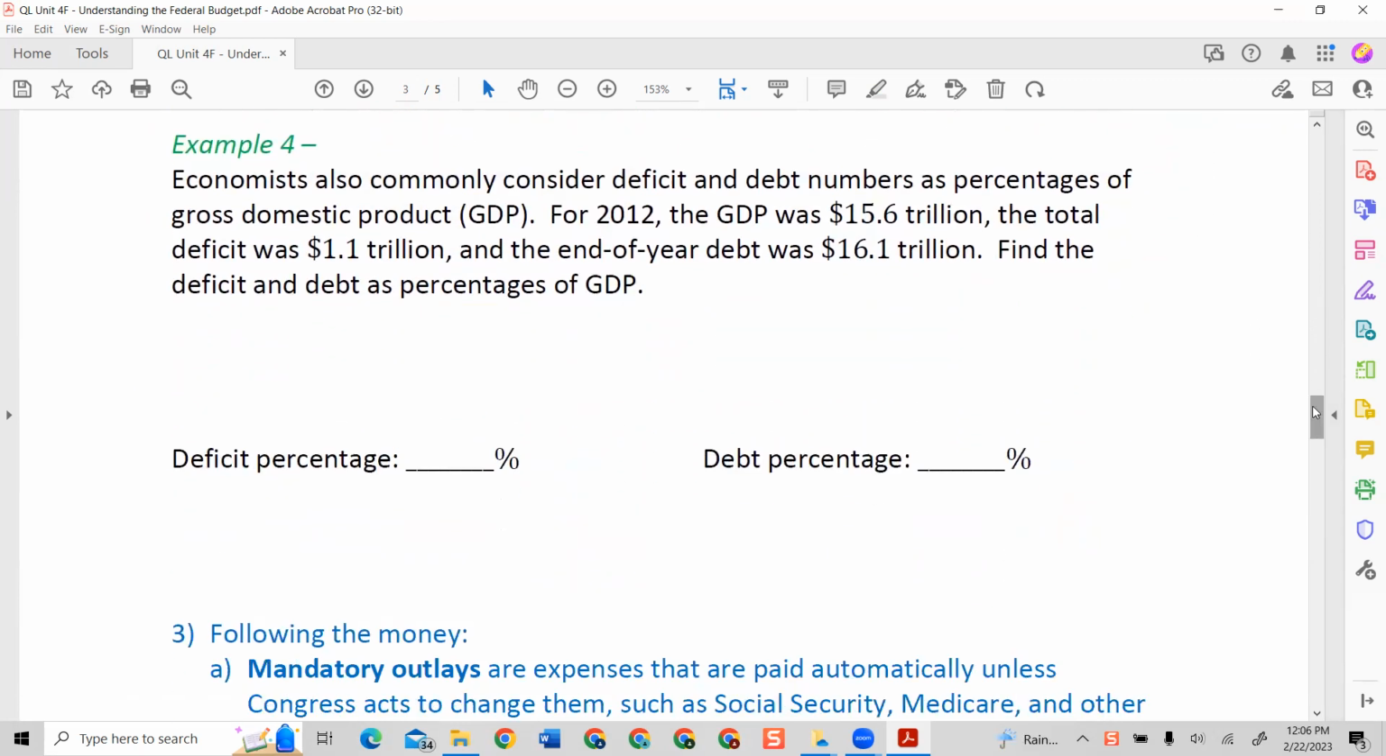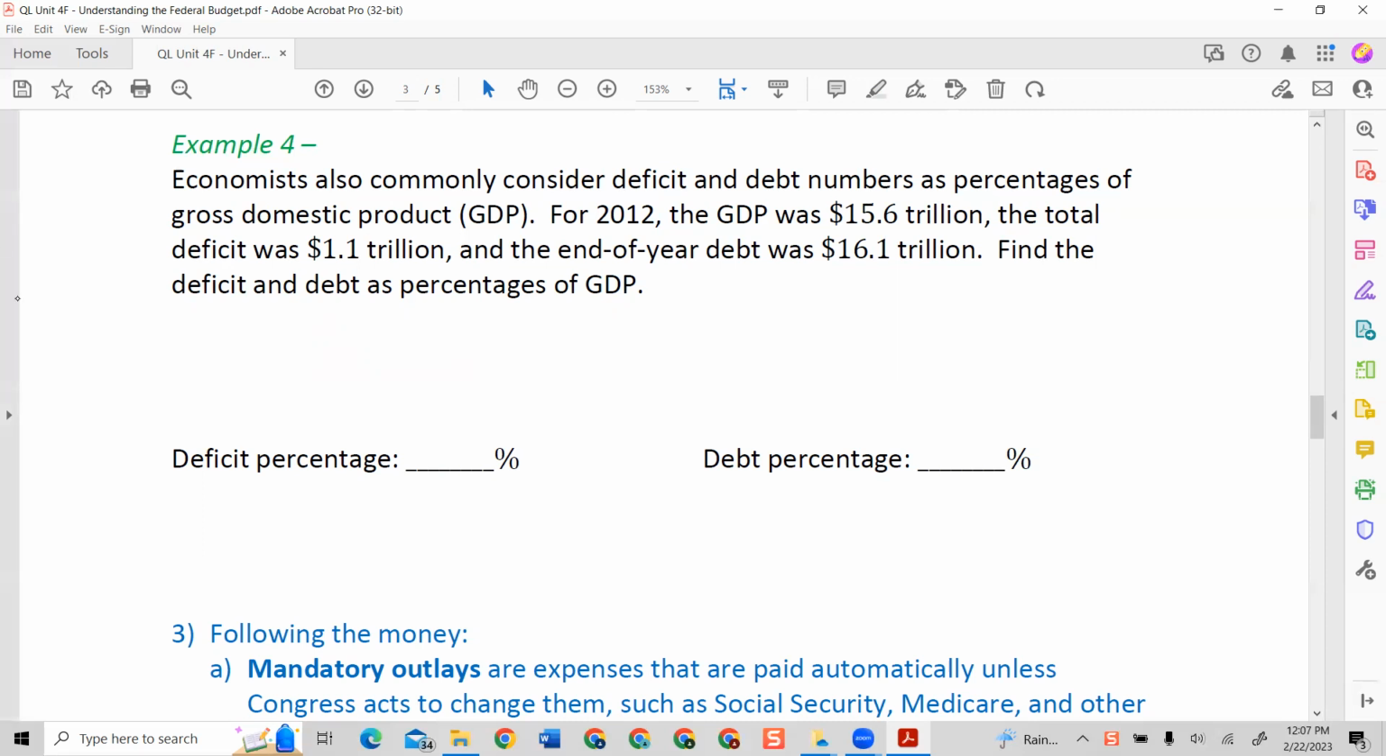The next one says economists also commonly consider deficit and debt numbers as a percentage of gross domestic product. So for 2012, the GDP was 15.6 trillion, and the total deficit was 1.1 trillion. And the end of the year debt was 16.1 trillion. So we're going to find the deficit and the debt as a percentage of GDP. So we got some work to do.